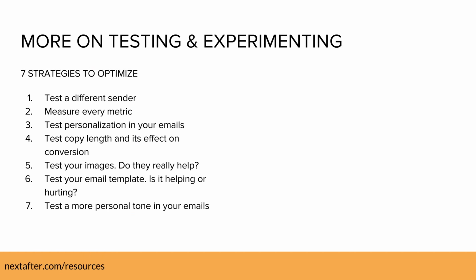Sender, measure every metric. What they mean there is, even if you're trying to use a subject line to get more opens, see what the down the line impact is, because maybe that statement leads to more donations versus another. So track the different metrics. Personalization in emails, copy length, right? Longer is maybe worse for clicks, but better for donations. Images, do they really help? Just because everyone else has images doesn't mean you have to. Your email template, is it helping or hurting? It could be hurting. A more personal tone.